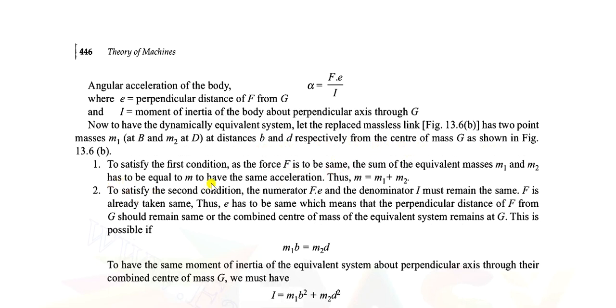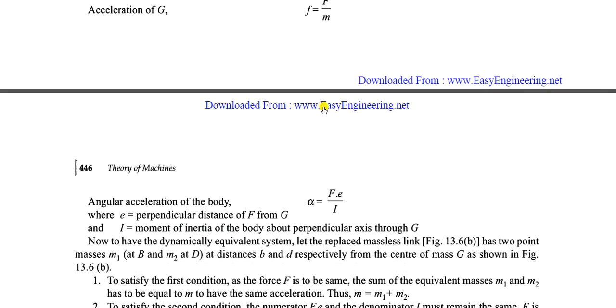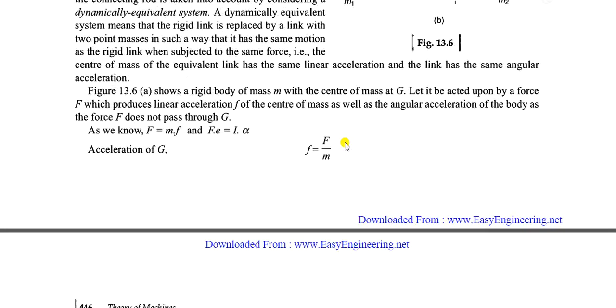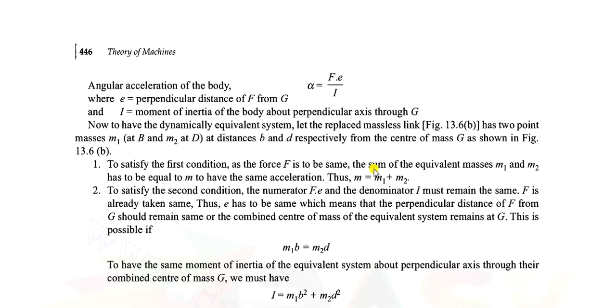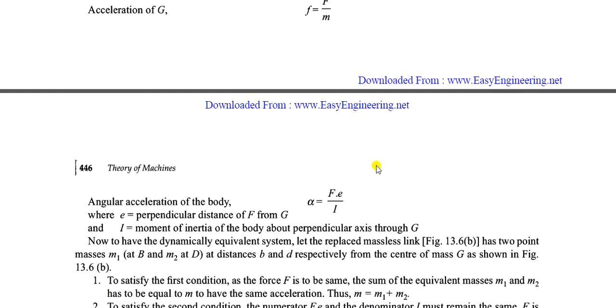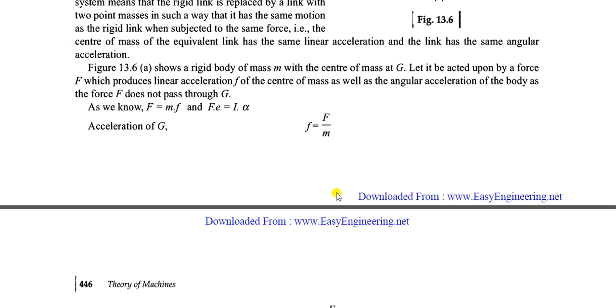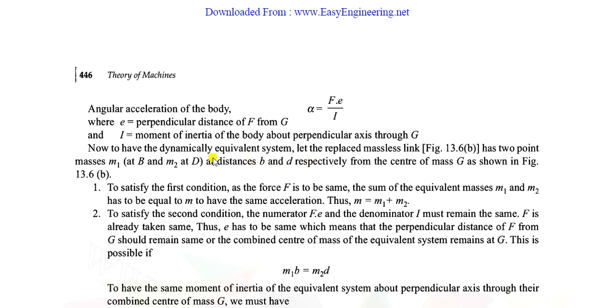Now to satisfy the first condition, as the force f is to be the same, the sum of the equivalent masses... if the force will be the same, what should be the same? To produce the same acceleration, with the same acceleration and the same force, this m should be the same for both systems. This m should be equal to the two point masses m1 plus m2 to generate the same linear acceleration.